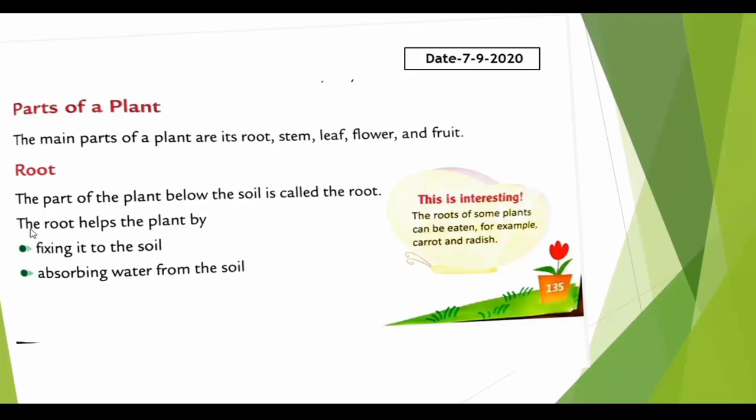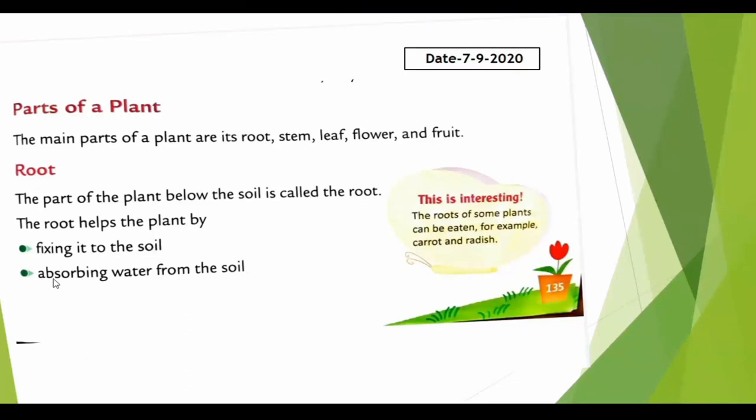What happened? Mute yourself, my dear. The next line: the root helps the plant by fixing, F-I-X-I-N-G, fixing it to the soil. How does it help? By fixing it to the soil.